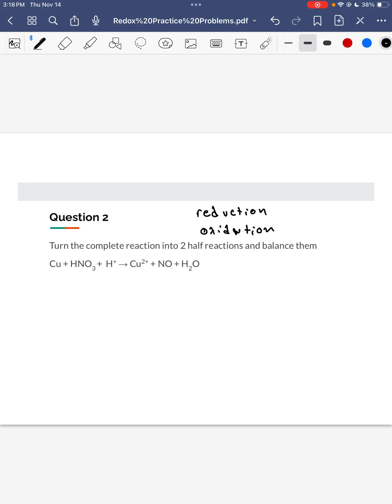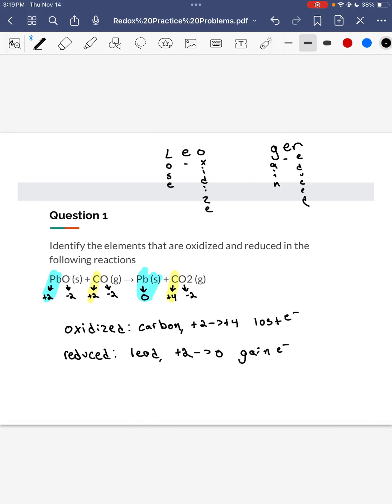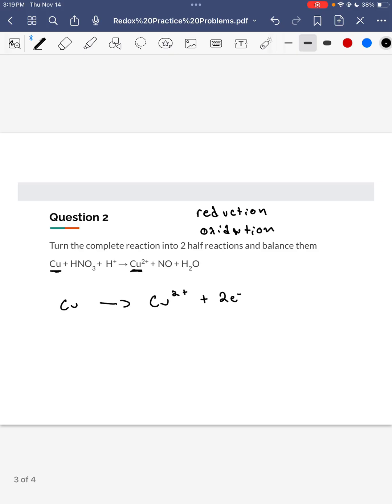Let's start with our oxidation reaction because that one looks a little bit easier to identify here. I can see that copper has a 0 oxidation state on the left and a +2 on the right. So that means this is my oxidation reaction once I add the 2 electrons that must also be there. If I remember my little adage, oxidation means you're losing electrons. So this copper on the left has lost electrons, and now they're just floating around.